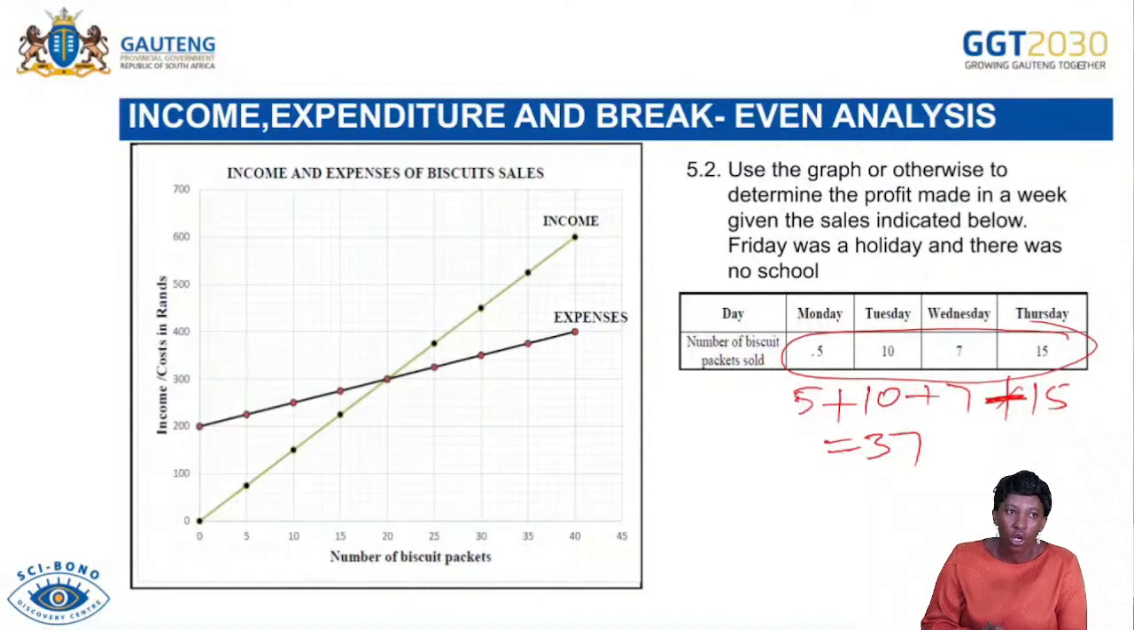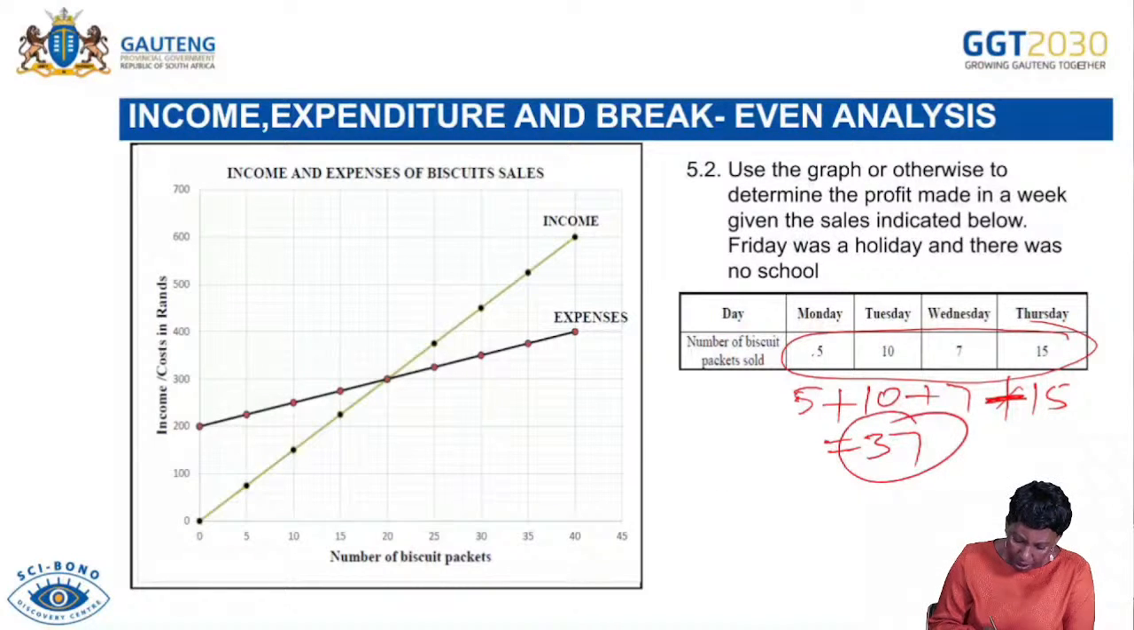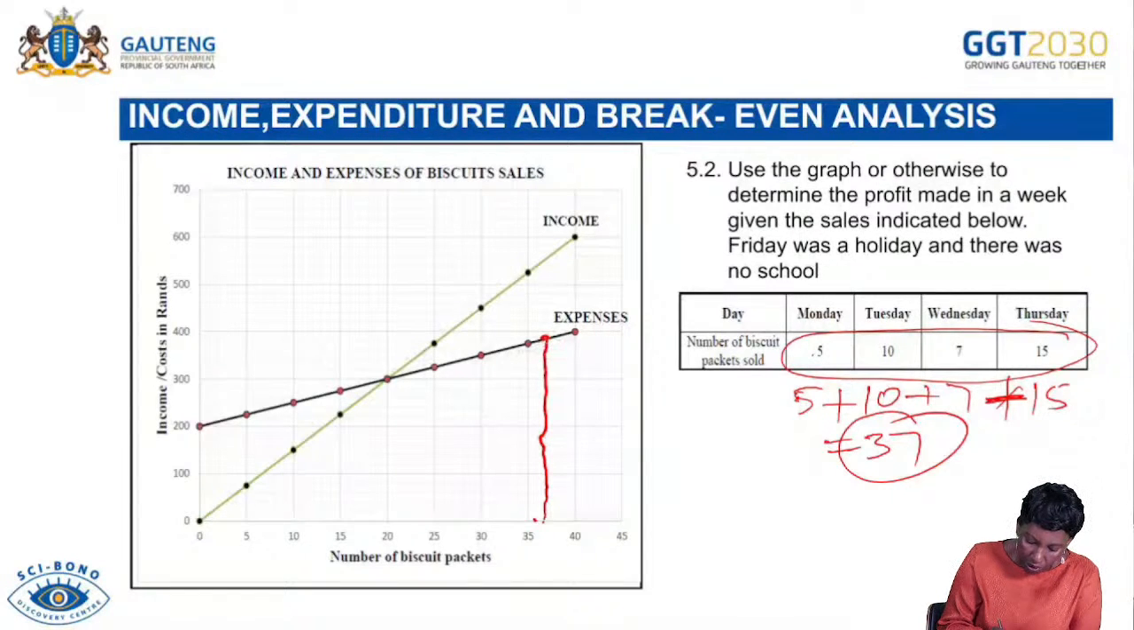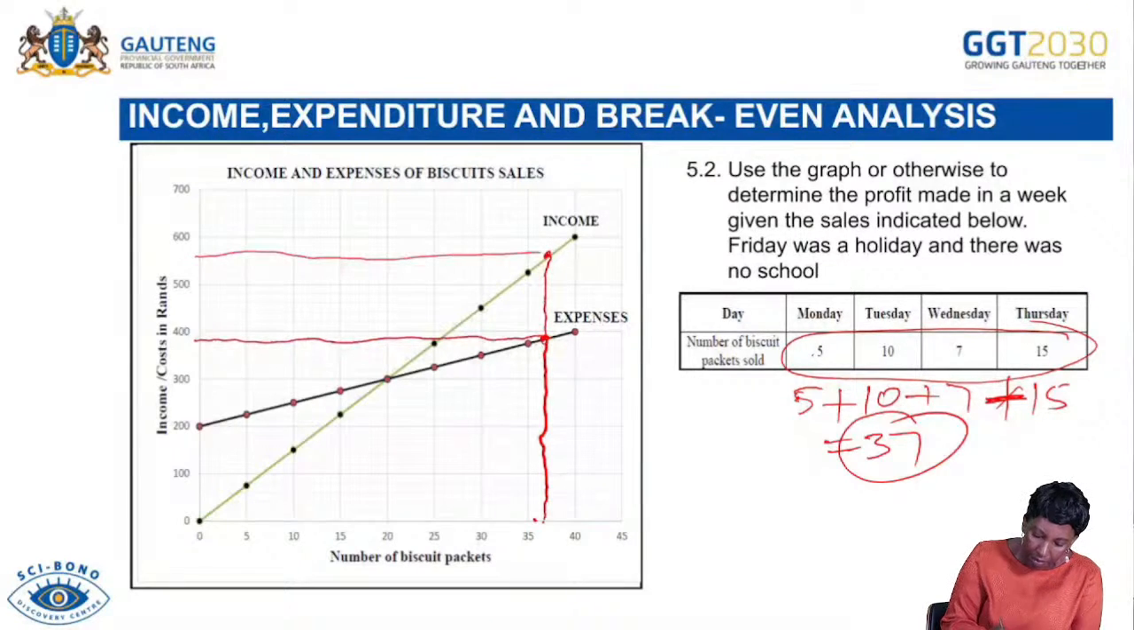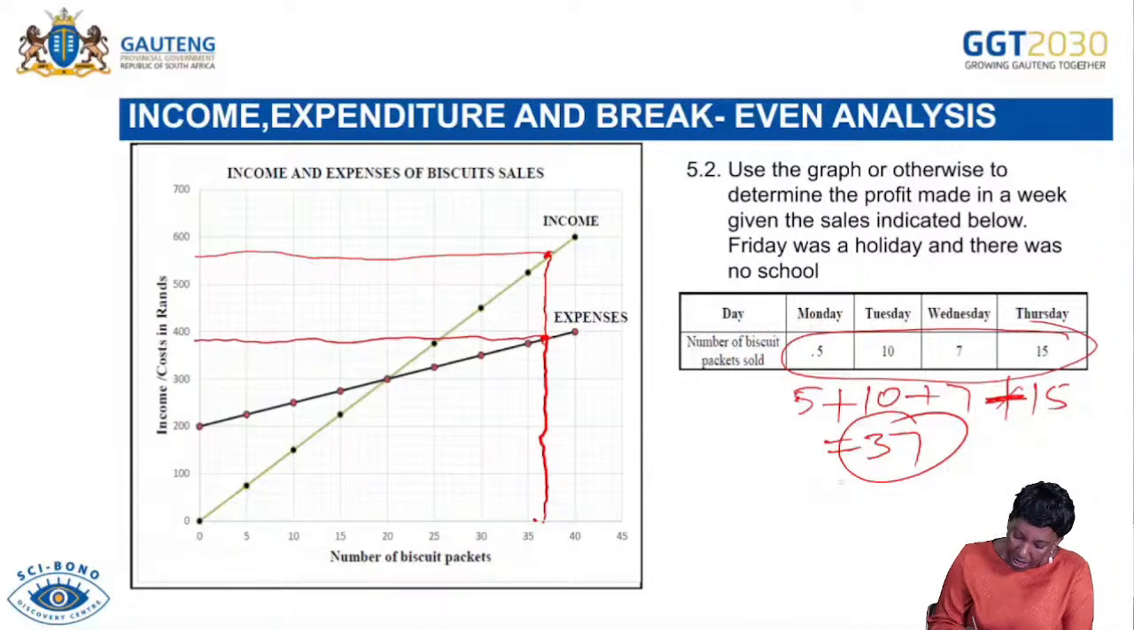Now the examiner wants you to use the graph. Now you check, okay, how many did I spend? How many did I sell for the week? 37. So it is 35, 36, 37. Then I come here. And then what is the amount there? Then I go here. That means that will be, okay, sorry, this one is for the expenses. And then I go up now to what? To the income. And then on the income, I get my income to be what? My income, it is 550 rand.